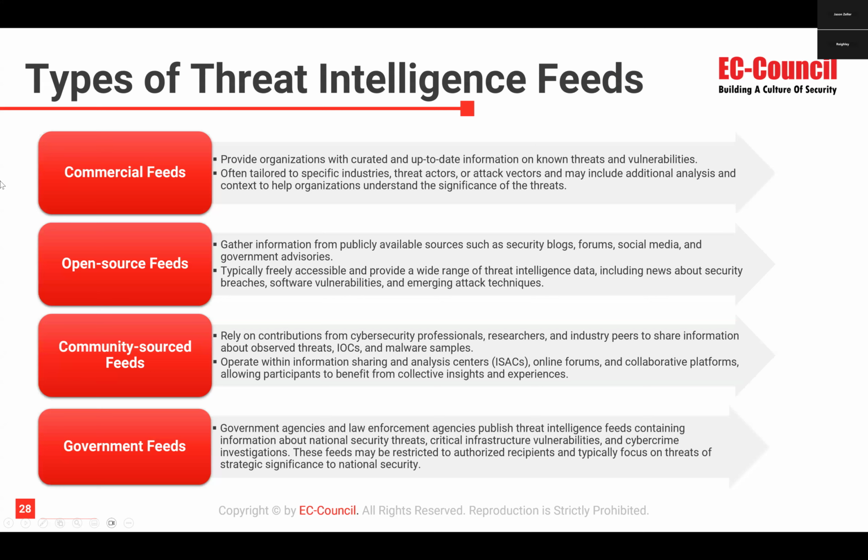So when you guys are getting those open source feeds so that you can see what's going on, the problem is they're usually behind in times. They're somewhat okay, but they don't have near the specifics of a commercial feed, right? Community source feeds, these will be ones that are part of an information sharing organization. They write them out where they are in a standard and can be consumed by multiple people. And then the government itself would share out and publish threat intelligence feeds about national security threats and critical infrastructure vulnerabilities.